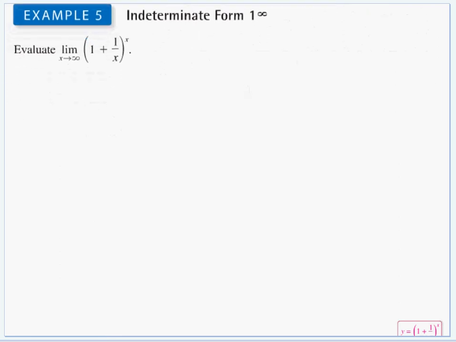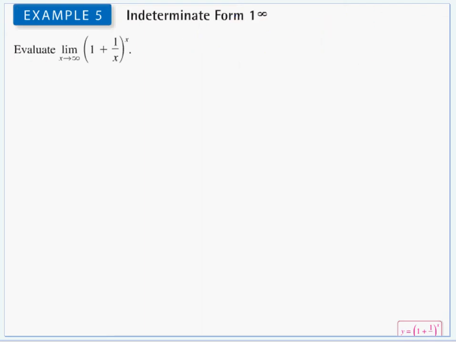So here in example 5, we are approaching infinity. And if I plug infinity in there, I'm going to have 1 plus 1 divided by an infinitely big denominator, which is heading for 0. So that becomes a 1 plus 0, and x is heading for infinity, and that's also our exponent. So we do get 1 to the infinite power. So this is an indeterminate form that we know we might be able to apply L'Hopital's rule to.